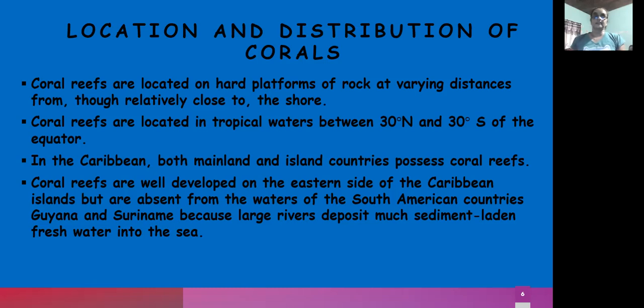And the reason for that is because of large river deposits. The large rivers like the Demerara River in Guyana deposit large amounts of sediment. And because of the sediment, it prevents the growth of corals, which we'll be talking about a lot later.